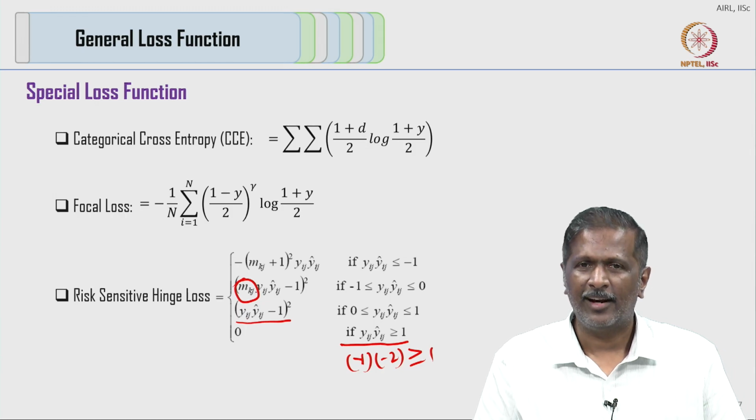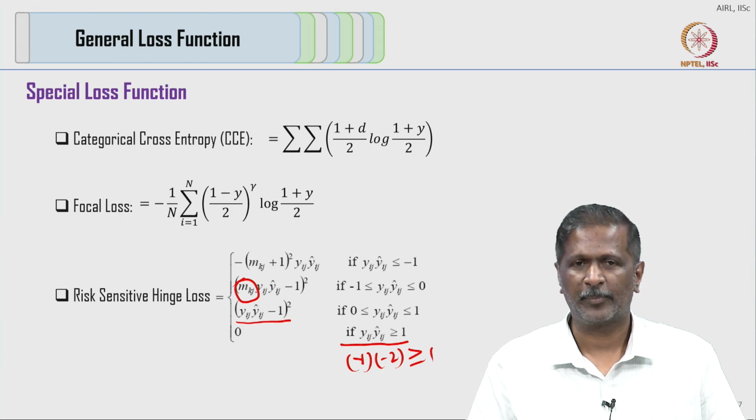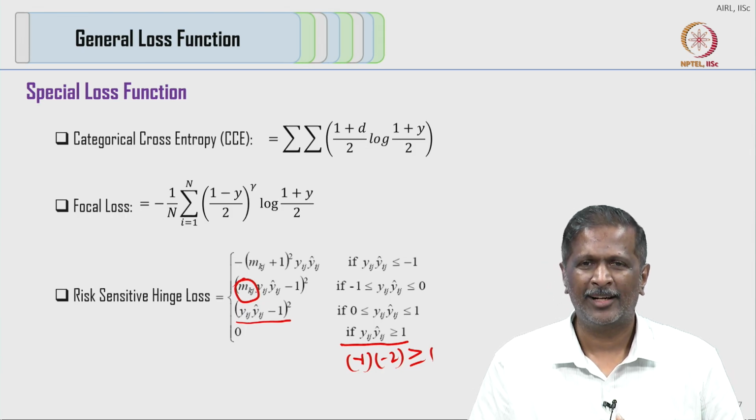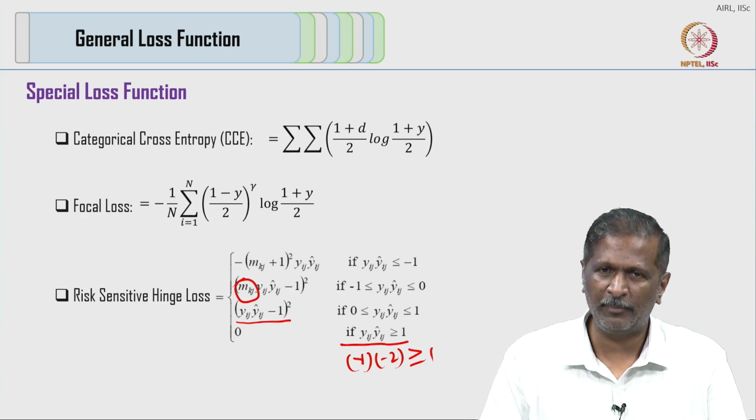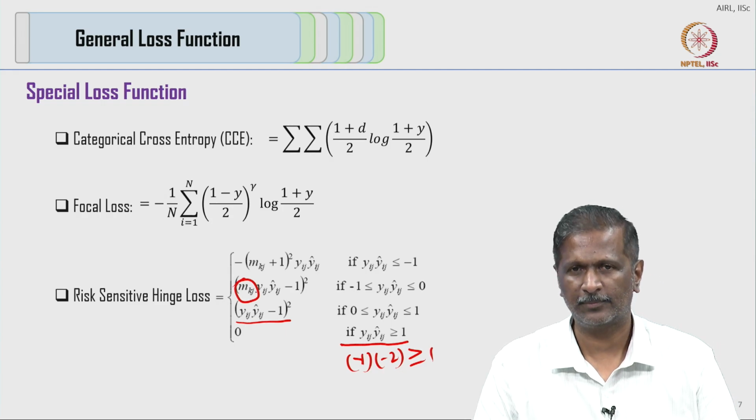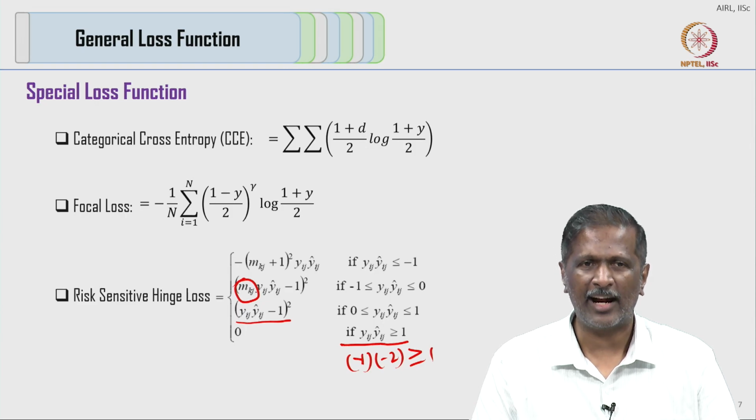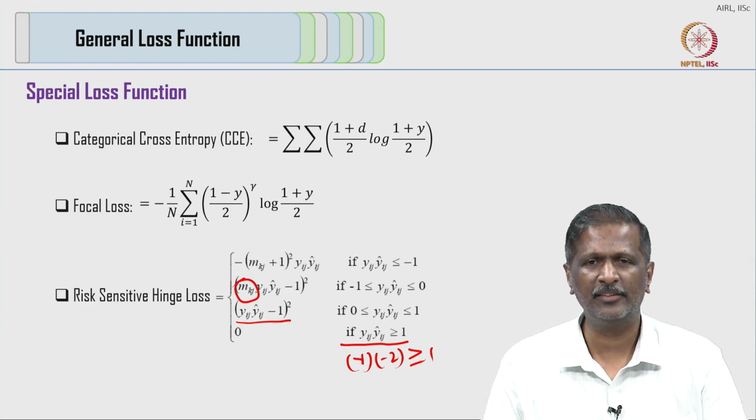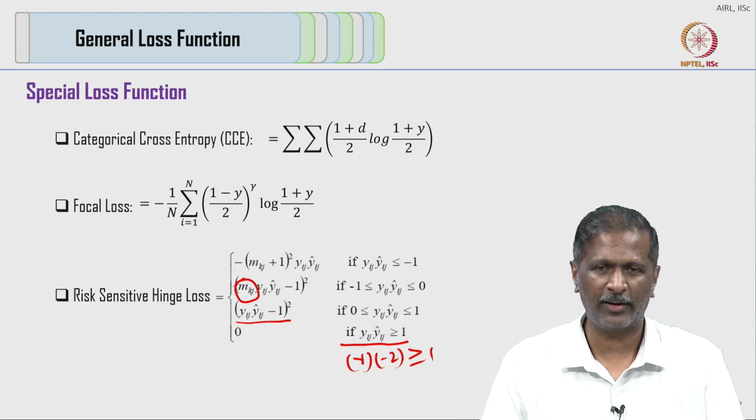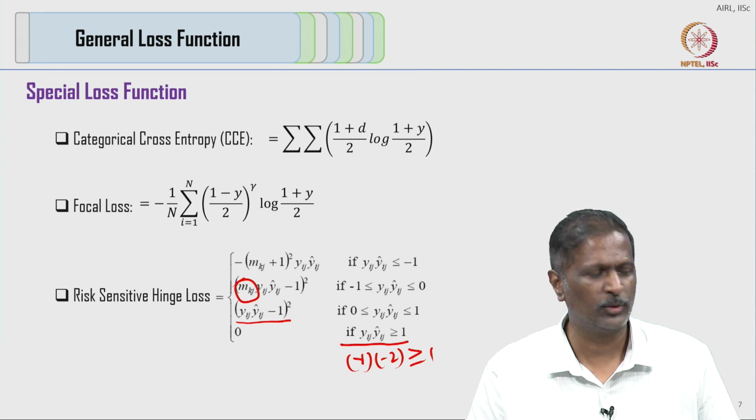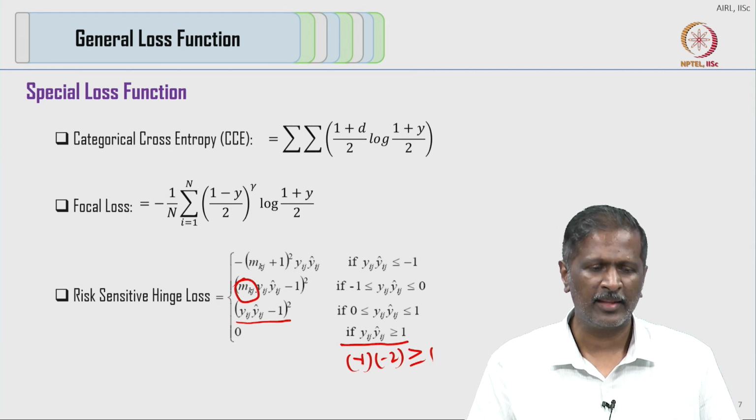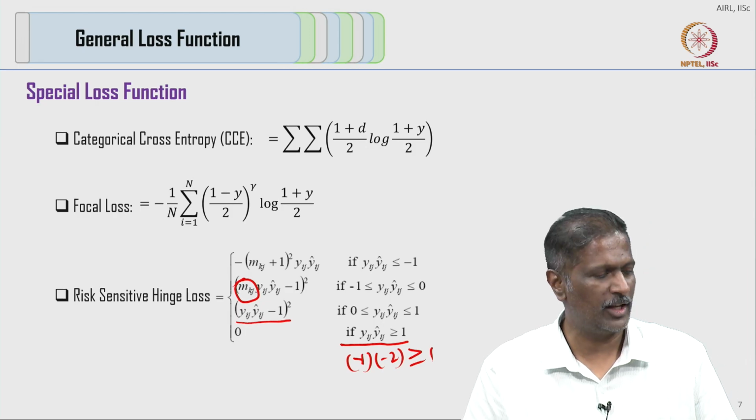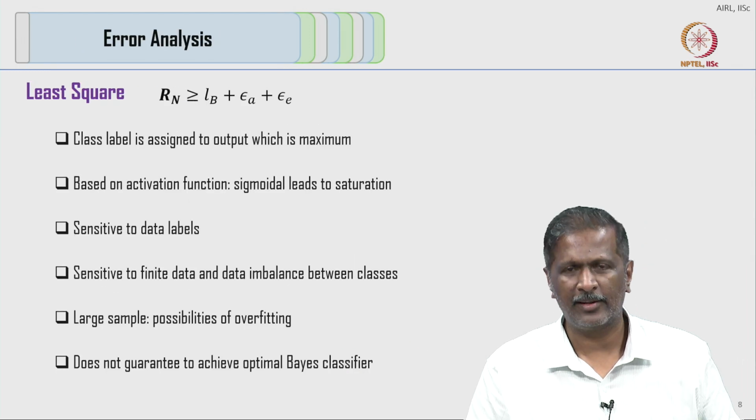Here I can have a fixed weight. The m can be fixed a priori, or you can estimate the m based on your learning process. Then it is called the adaptive risk sensitive hinge loss function. So the previous four that we saw are quite commonly used loss functions. These are very special loss functions.